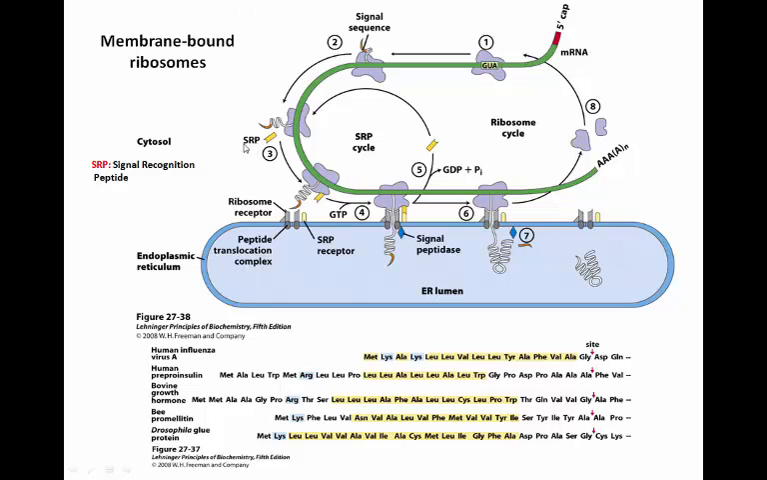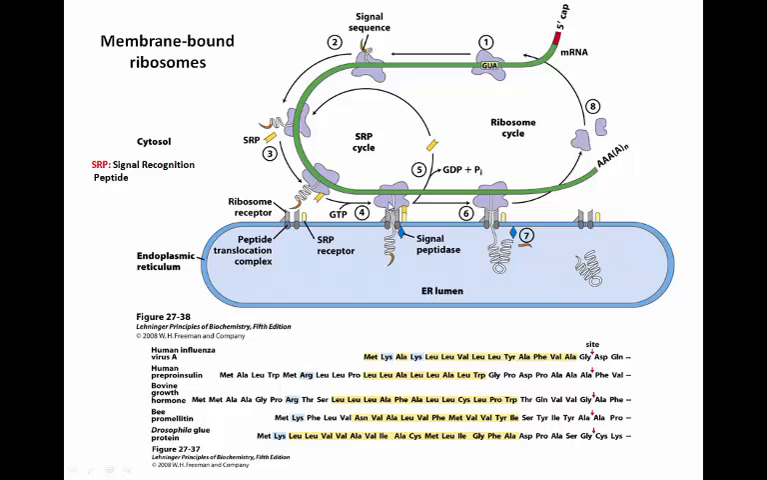We have a signal recognition protein, and it recognizes the signal sequence. And now the ribosome and the signal recognition particle and the signal sequence bind to a receptor. It's called the signal recognition particle receptor, and all of these bind in this complex. And now we continue our protein synthesis, and notice the polypeptide chain is getting longer, and it's basically going through a pore.